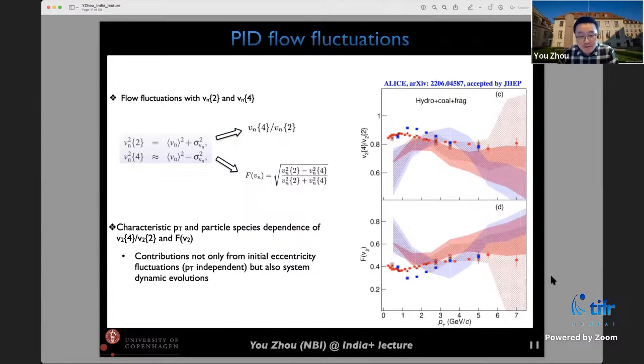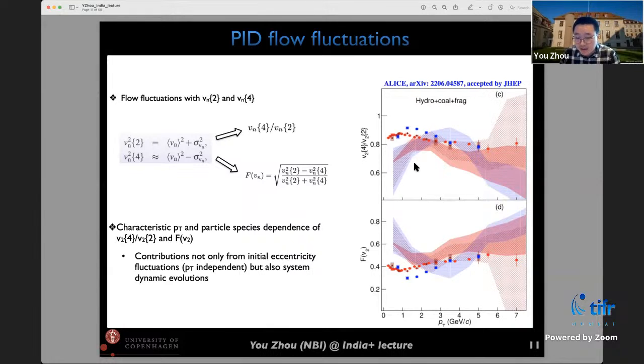Then for the flow measurements with 2 and 4 particle cumulant, we can use the idea that the 2 particle cumulant equals Vn square plus flow fluctuation, while the 4 particle cumulant equals Vn square minus the flow fluctuation. Then you can study the flow fluctuation by looking at V24 divided by V22, or by looking at the so-called relative flow fluctuation, which is roughly sigma over V.